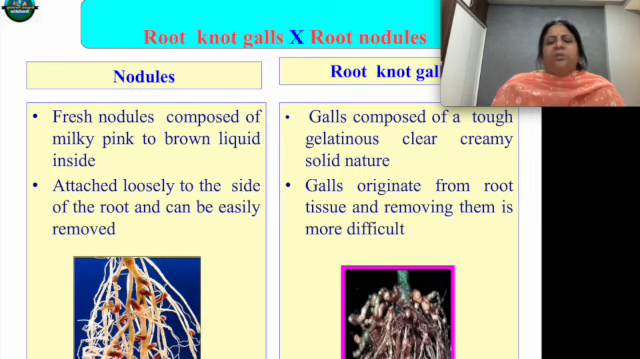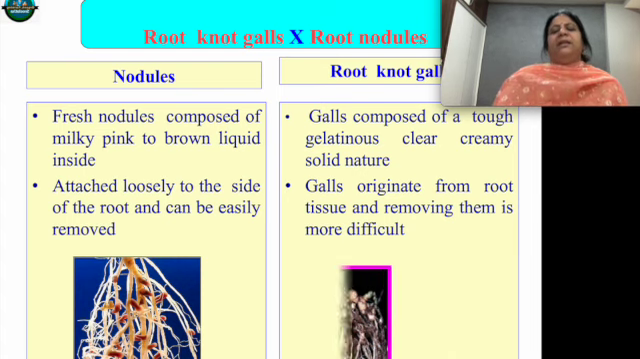The root nodules of the pulses are different from the root knot nematode. The nodules, if you cut, you can see pink color. Rhizobium nodules are easily detachable, but in case of root knot, the knots cannot be removed easily. The nodules cannot be removed easily from the roots. They are deeply embedded, and pink color is not present.